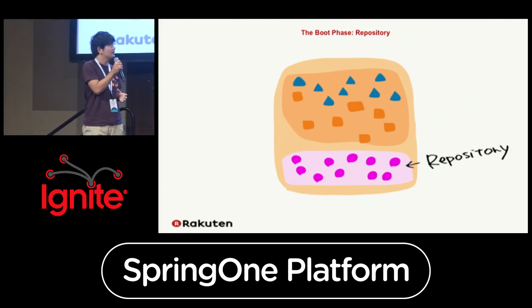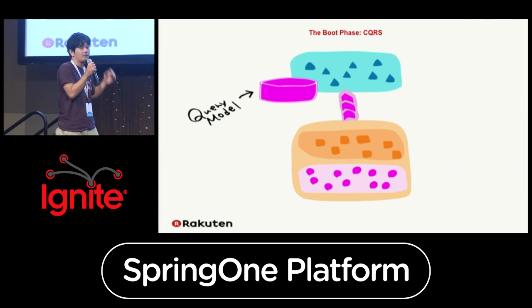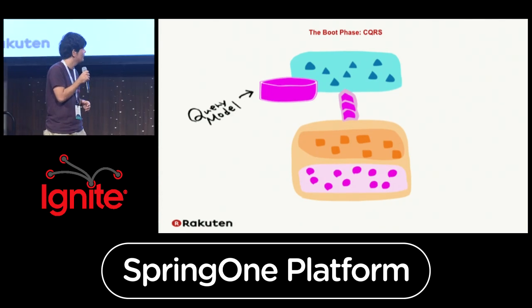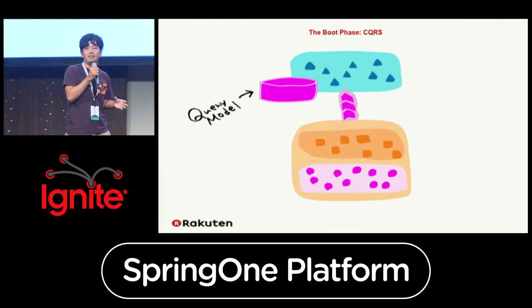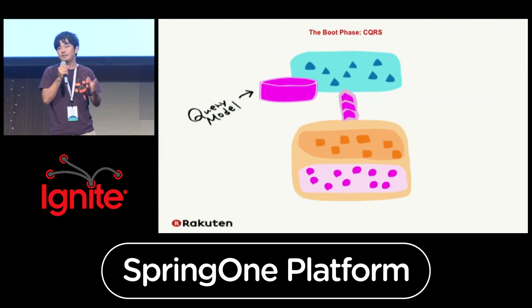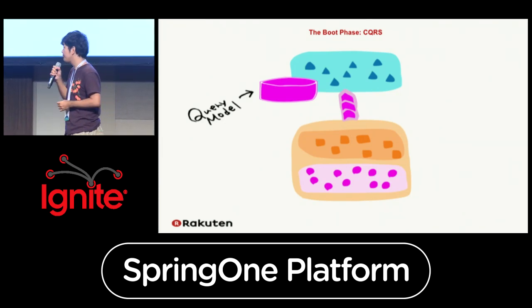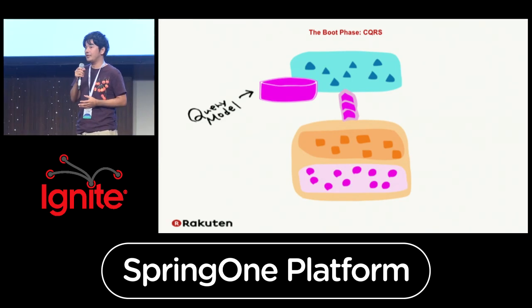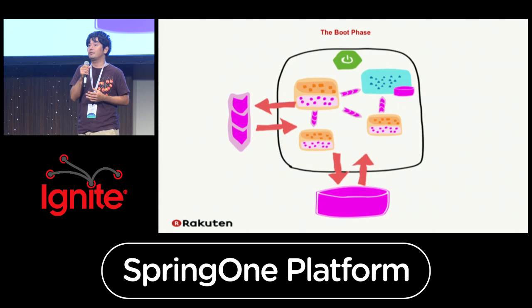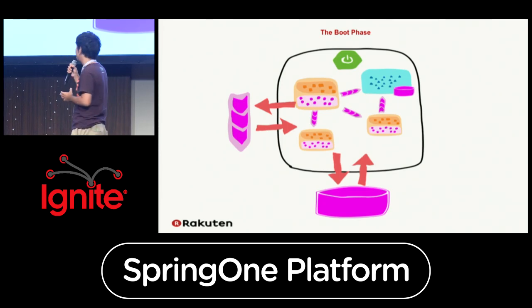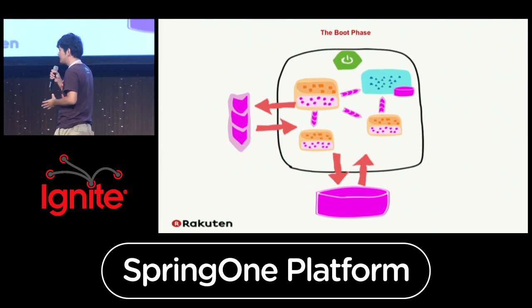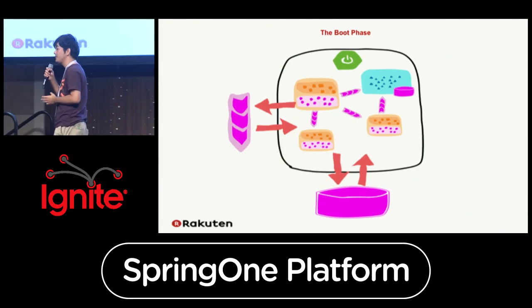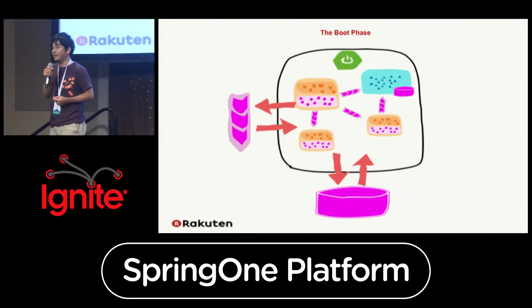With CQRS, we can separate query logic from our domain model. Users can search data from the query model and update data with the domain model. So, thanks to DDD and CQRS, we can create loosely coupled web applications. This is the boot phase. Until our service needs further expansion, I think it's okay to stay here and keep refactoring it.